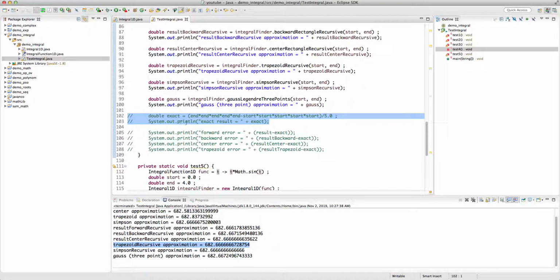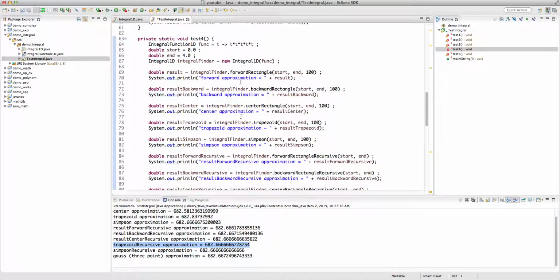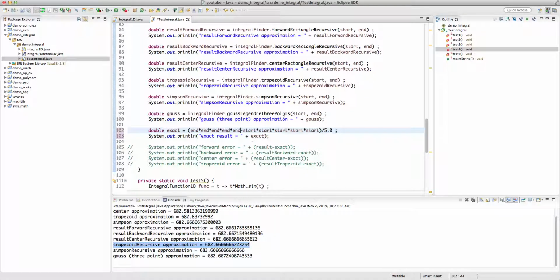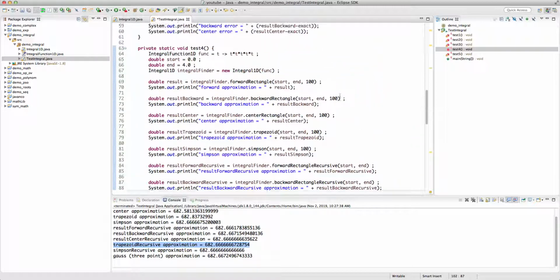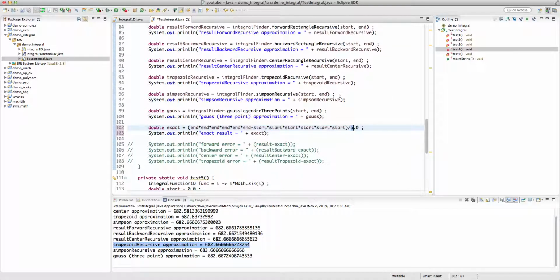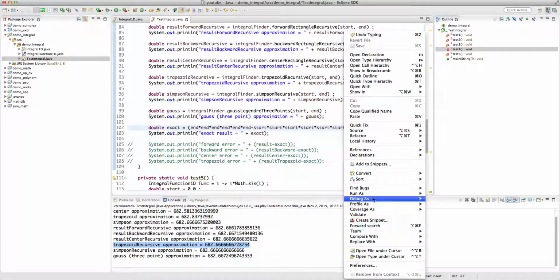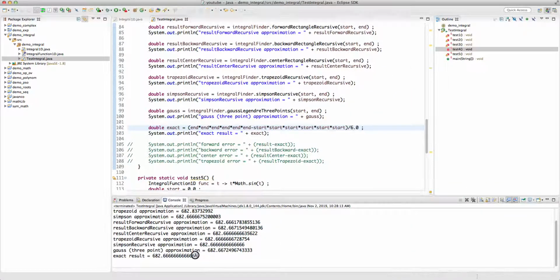maybe let's also try the exact here. If it's T5, I should have end to the 6th power minus start to the 6th power divided by 5, 6. So the exact is 682.666,666, which is basically Simpson. Now the Gauss, in the Gauss quadrature, as you can see, it gives us 6672.